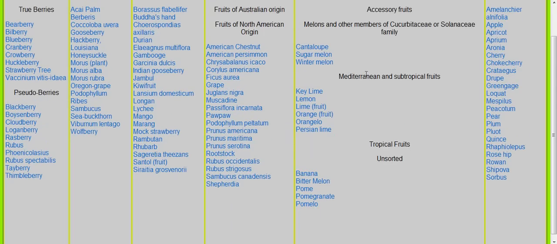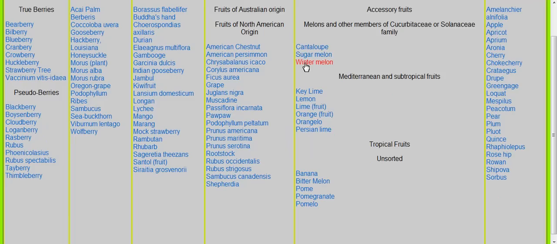accessory fruits, I don't know what that is, well, accessory fruits are fruits you can't eat, but you can just look at, I guess, but I don't have any listed there. But melons and other members of the Cucurbitaceae or Solanaceae family, and so on.